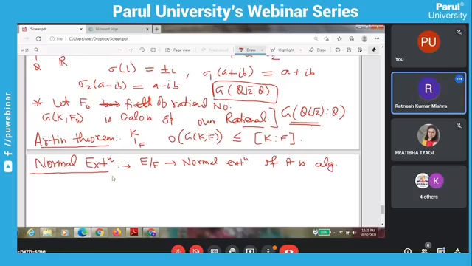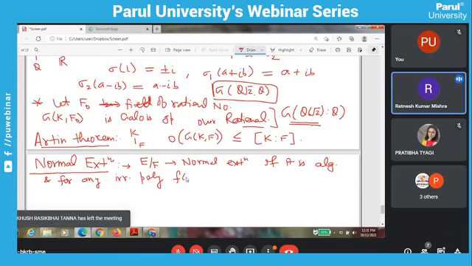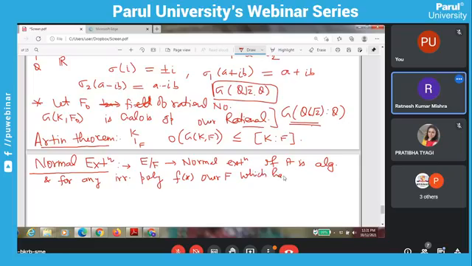and for any irreducible polynomial f(x) over F which has a root in E, f(x) has all its roots in E. Now we can say that this is the normal extension. If you take the example, a finite extension K over F of degree 2, that is the normal extension.